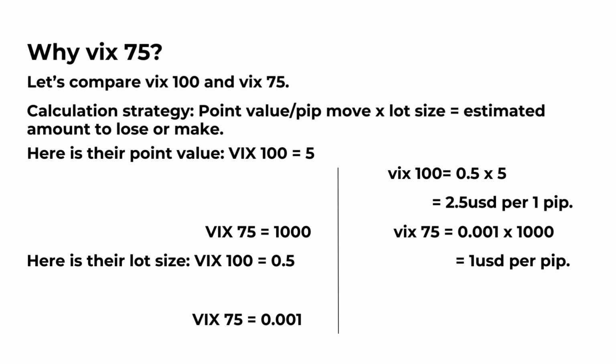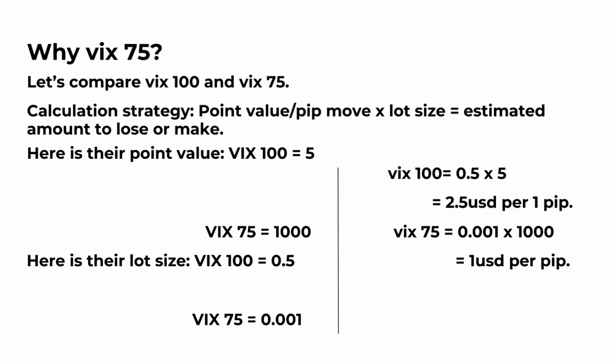Now, the point value, like I said earlier, of VIX 100 is 5. Point value for VIX 75 is 1000. Here are the lot sizes. The new lot size for VIX 100 is 0.5. The new lot size of VIX 75 is 0.001. That's like still the same, they didn't change it. But they changed VIX 100. VIX 100 before was 0.2, but they currently changed it to 0.5.